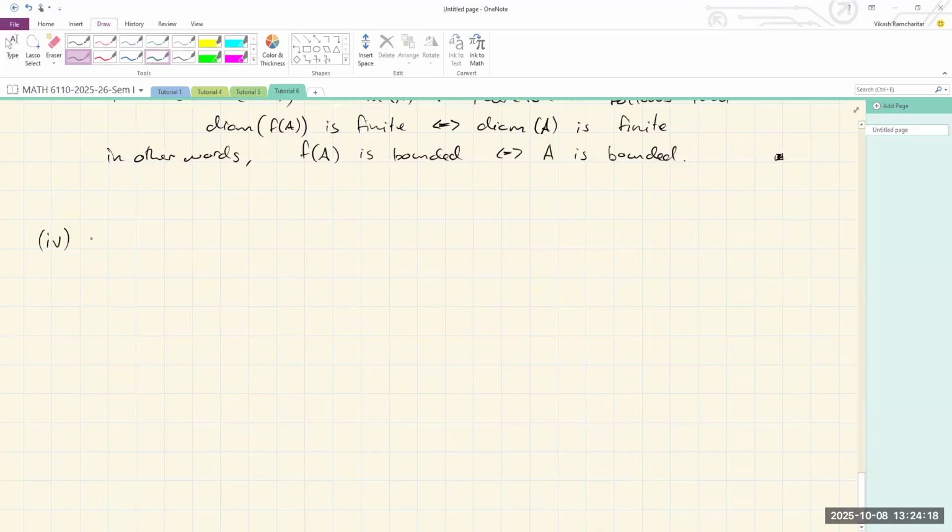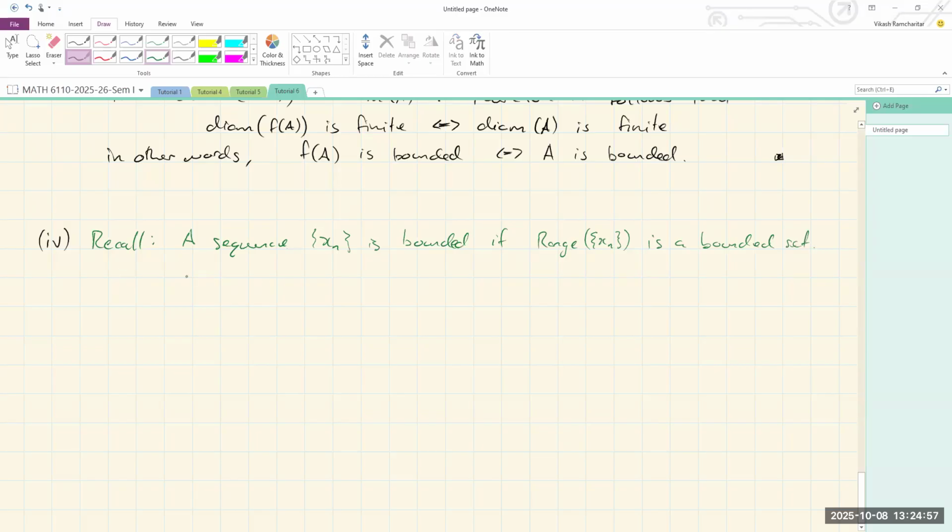Okay, so recall, what does it mean for a sequence to be bounded? Of course, there's an easier way to write it, but let me write the definition. A sequence x_n is bounded if its range, the range of the sequence, is a bounded set.